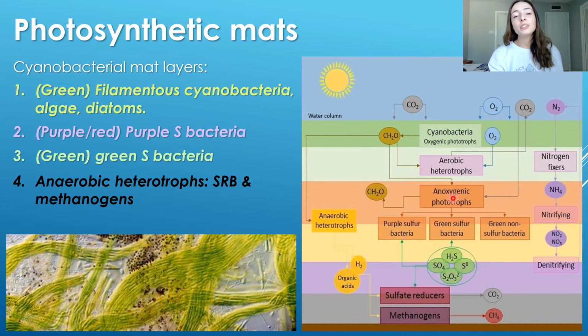And the bottommost layer or few layers in the cyanobacterial mats is anaerobic heterotrophs. These are heterotrophs instead of being phototrophs and using light to make energy. They are actually just eating up all the organic material that the anoxygenic phototrophs create when they die and go down to the bottom layers of the mat. And so they eat those guys and they couple that with a couple different metabolic pathways.